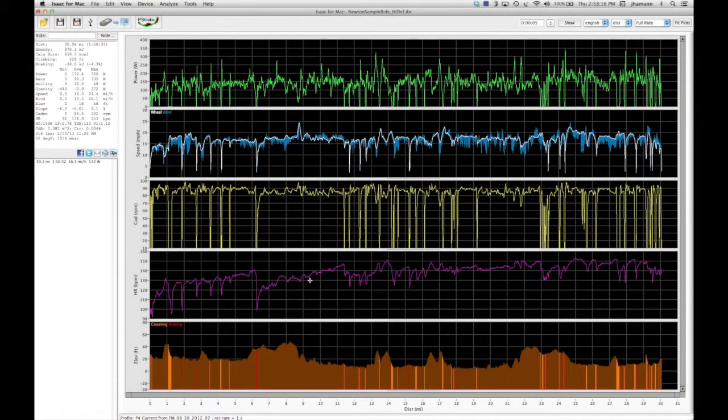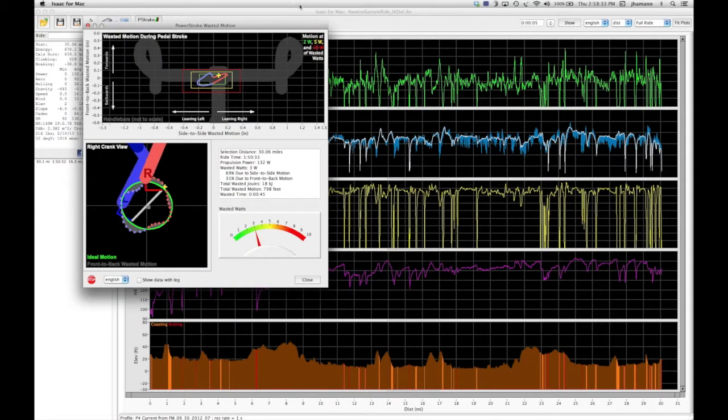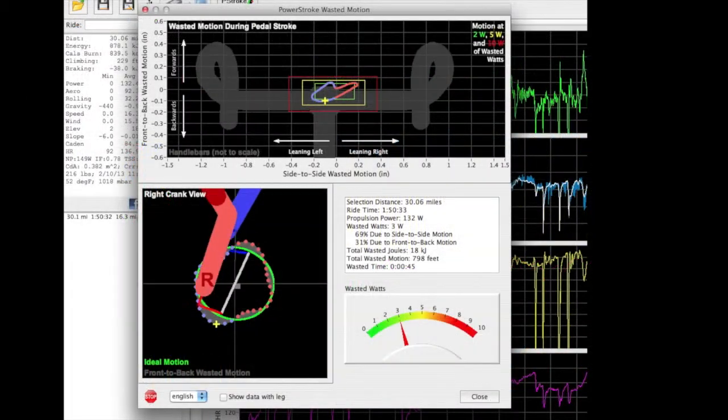Let's take a look at PowerStroke, one of the exclusive features of the iBike Newton system and one of the most innovative new measurements in cycling today. We get access to this rider's PowerStroke data by clicking the PowerStroke icon at the top of the screen. After a few seconds, the PowerStroke data appears, and you see two windows.